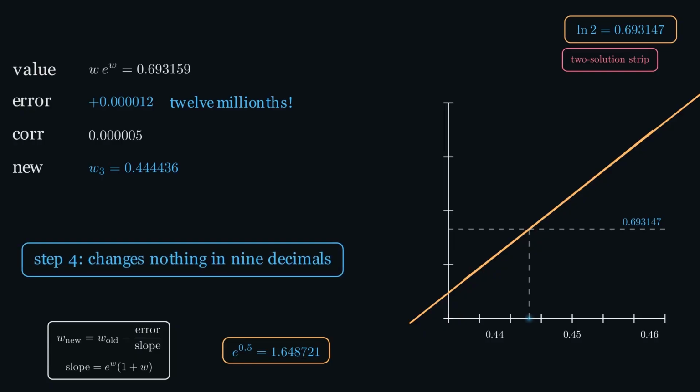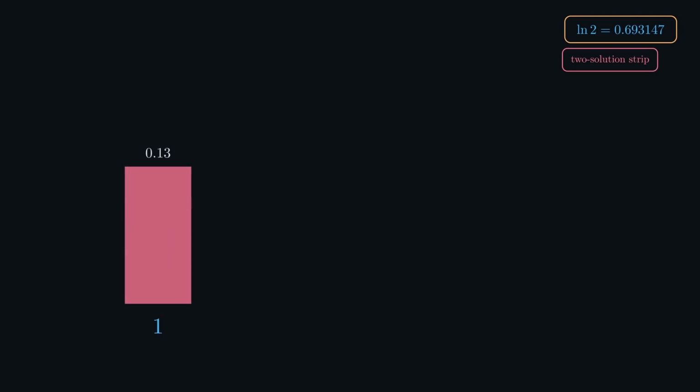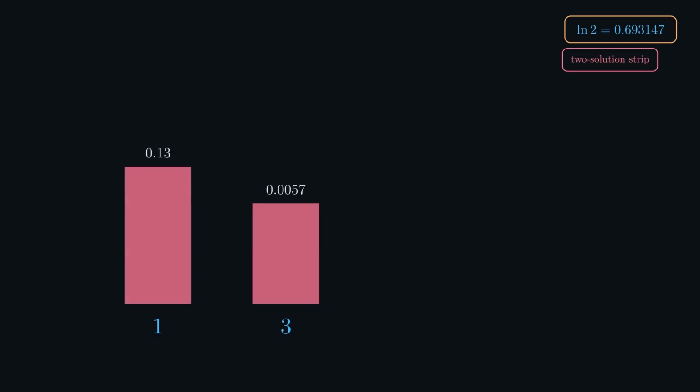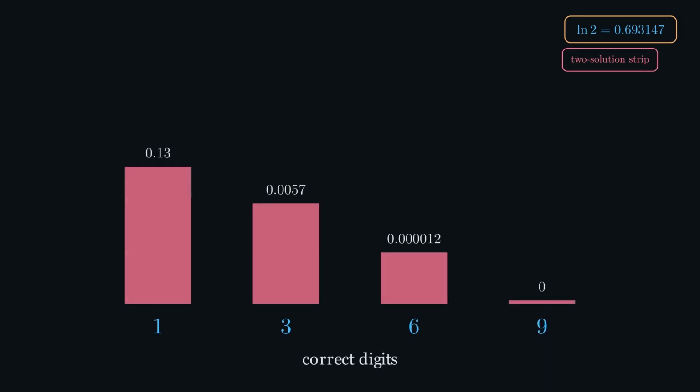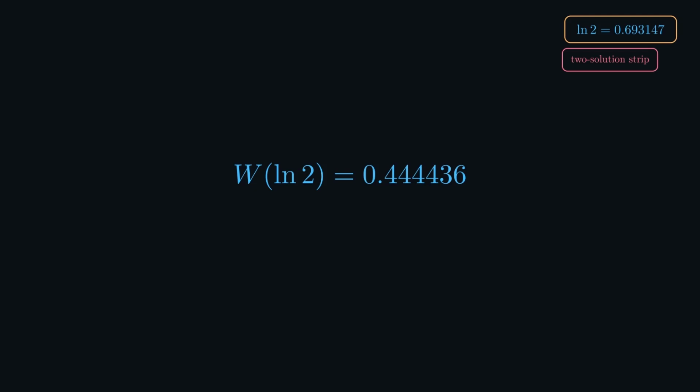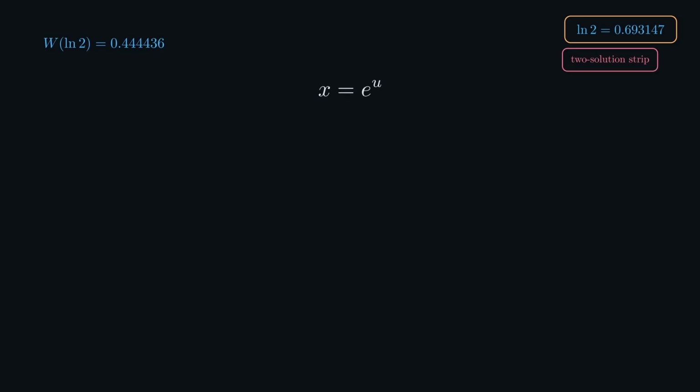It has converged. Watch the errors fall. 0.13, then 0.0057, then 0.000012, then nothing. Each step roughly doubled my correct digits. 3 steps of honest arithmetic bought me what the bisection shovel would have needed dozens of logarithms to reach. So, w of natural log 2 equals 0.444436. Last move. x equals e to the u.